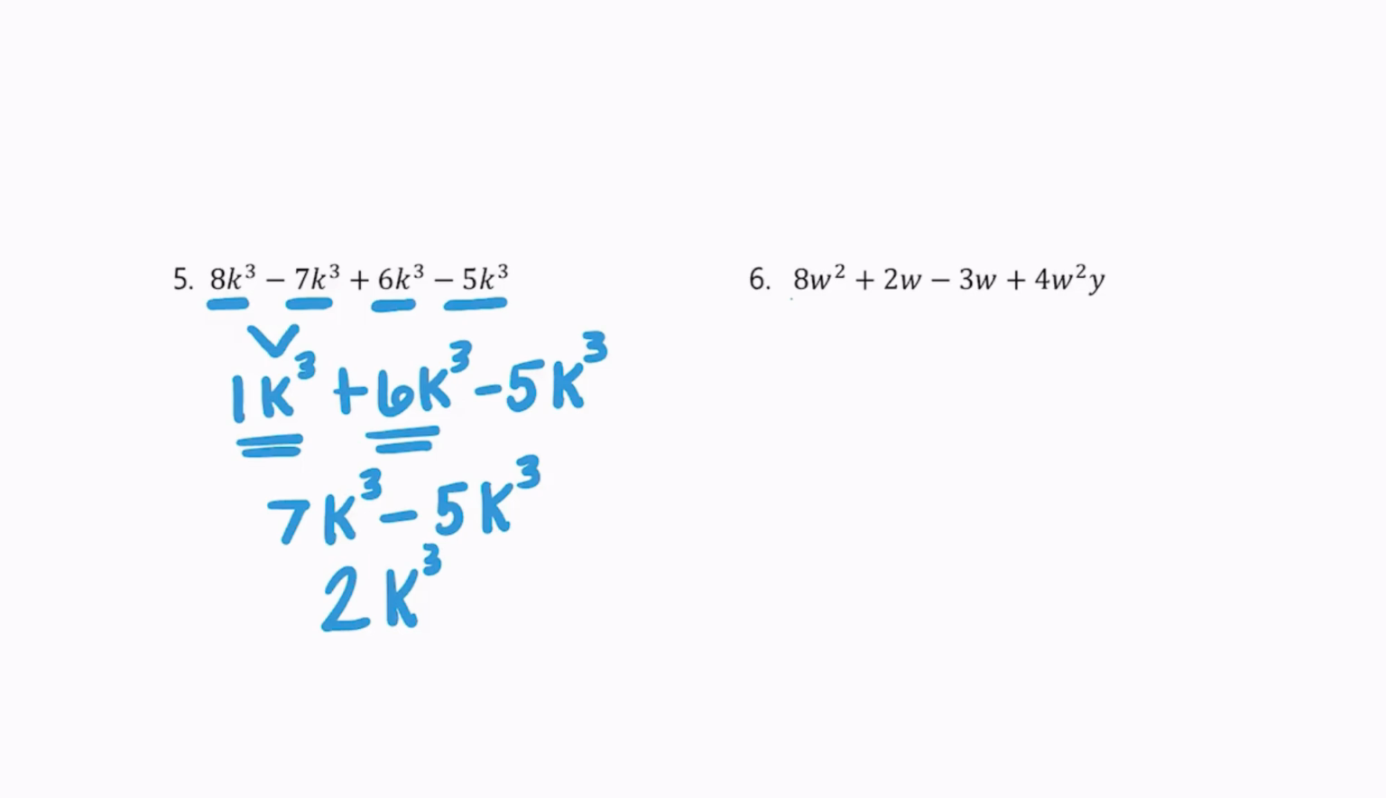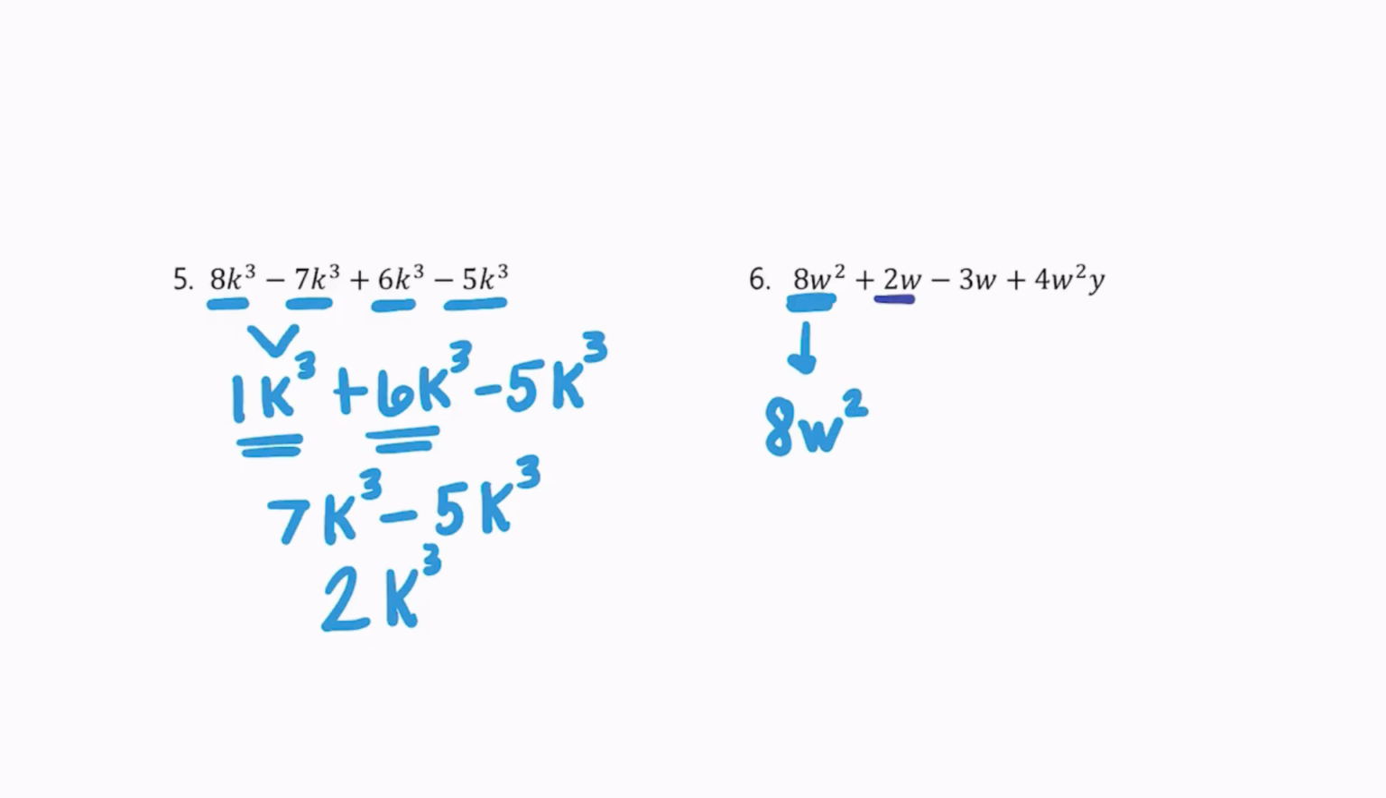Okay, and last but not least, number 6, we have an 8w squared. Now, I do not see any other single w squared. I see a w squared with a y, which means they cannot be like terms because they don't have the same variables. So I'm going to just bring that 8w squared down.